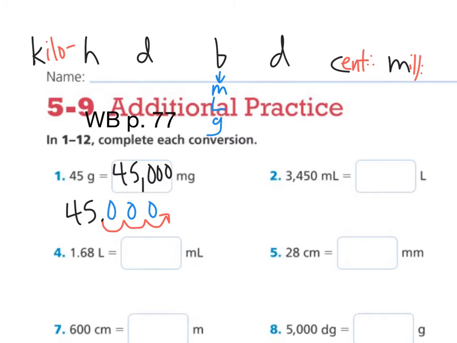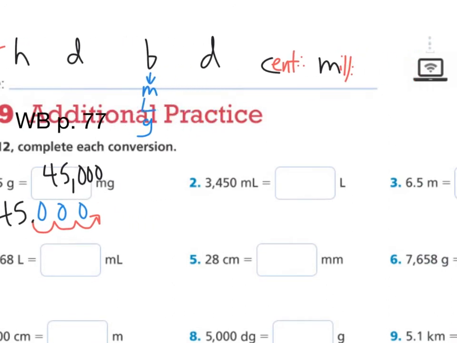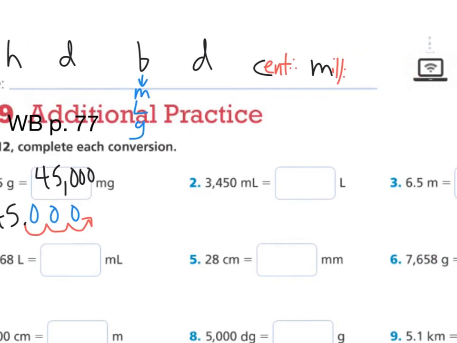Number 2, we have 3,450 milliliters, and we're trying to figure out how many liters that is. So start with what you know. We know how many milliliters. We're trying to get to liters.